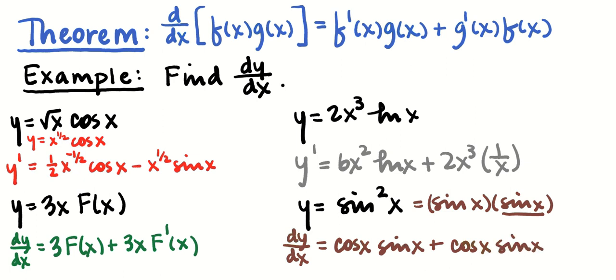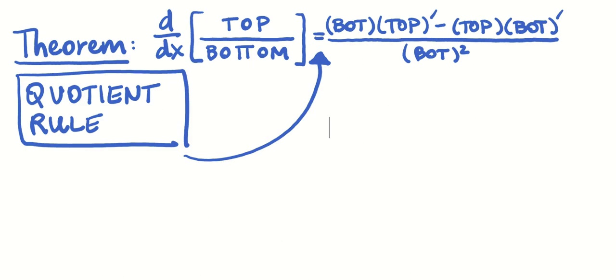And we could add that together and make it 2 sine x cosine x, which if you remember your trig identities is the same as sine of 2x. That's not important here. But I think I'll just leave it there for now, and I'll come back to sine squared x in the next video when we talk about chain rule.